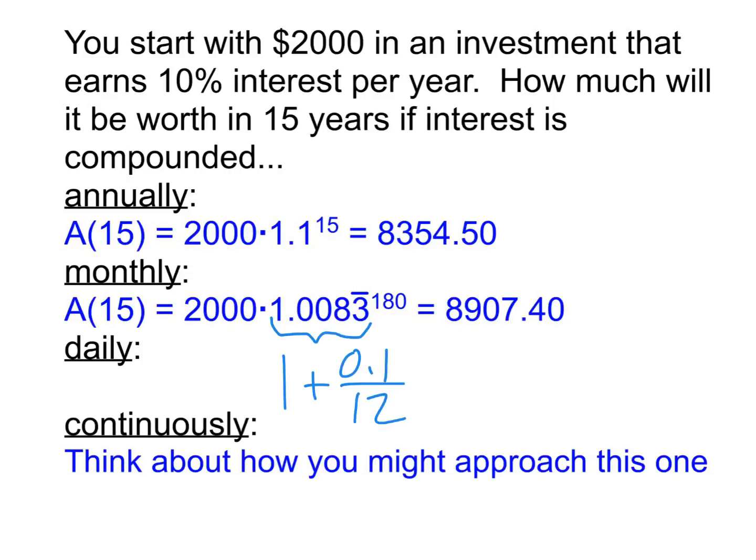And then the 180, well, that's n times t. And n, again, was 12, and t was 15. 12 times 15 gives us 180. So that's where that's coming from.